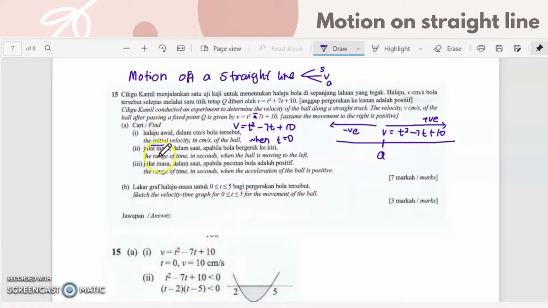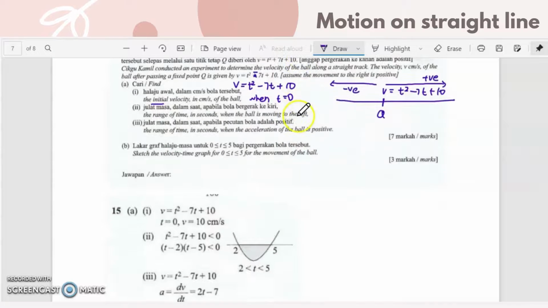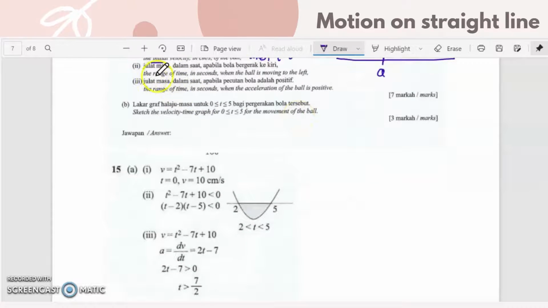Next is question 2. Find the range of time in seconds when the ball is moving to the left. So we want the range. Range is not an equation, but it will be in the form of inequalities. Moving to the left means that velocity v is less than 0.